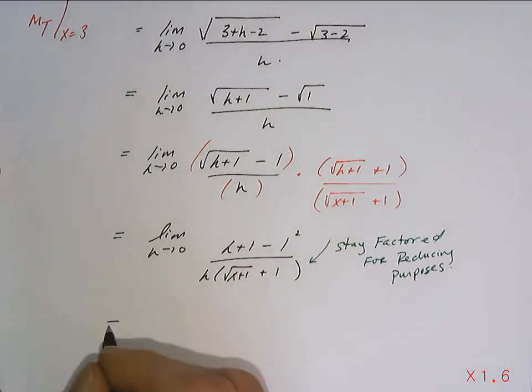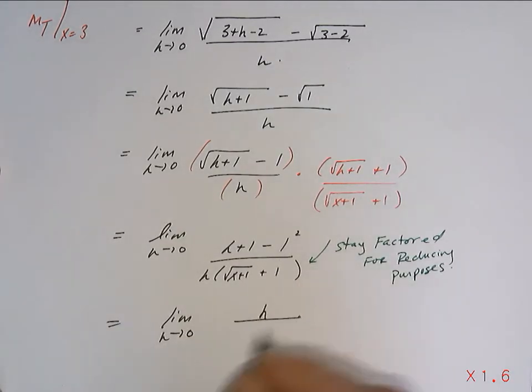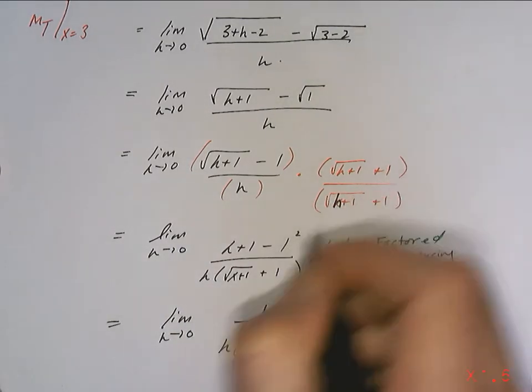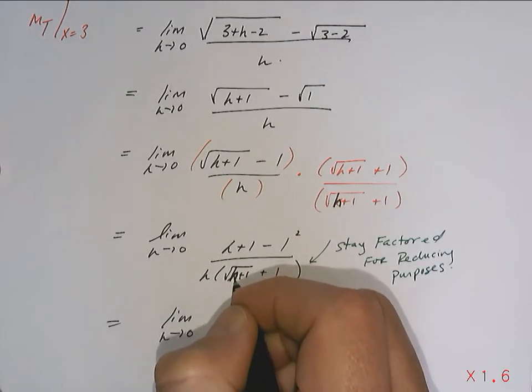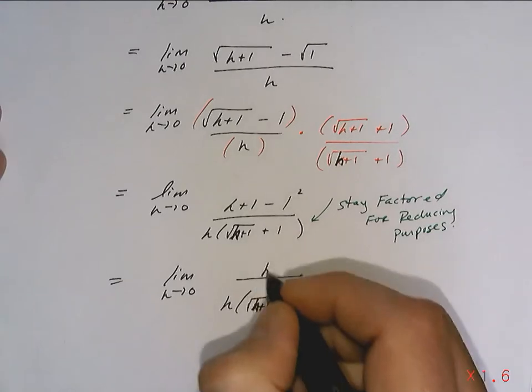So on top, what do we have? We've got the limit as h approaches 0 of h over h times root h plus 1. How did I get an x? There shouldn't be any x's. That should be an h. That should be an h. That should be an h. Plus 1. These h's are going to reduce.